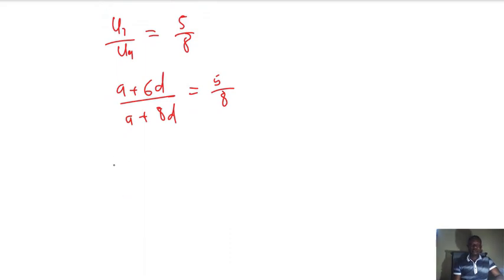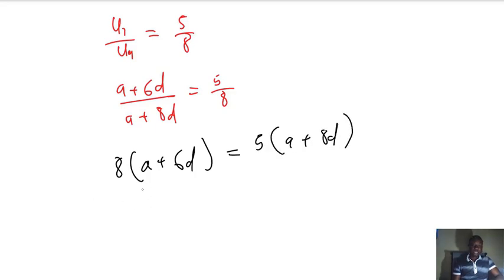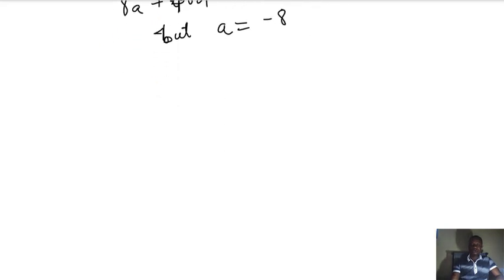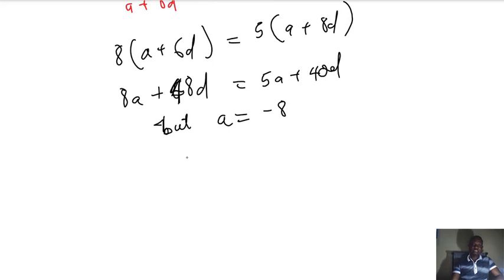So we have here 8 times (a plus 6d) equal to 5 times (a plus 8d). So let's expand it. When you expand, we have 8a plus 8 times 6 will give us 48d, and it is equal to 5a plus 40d. But a is equal to -8. So let's substitute a into this expression. Wherever we see a, we put -8 there.